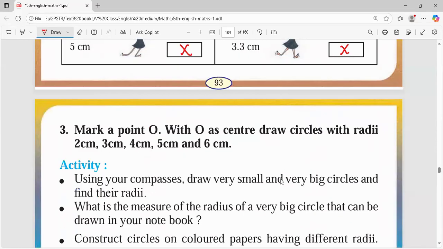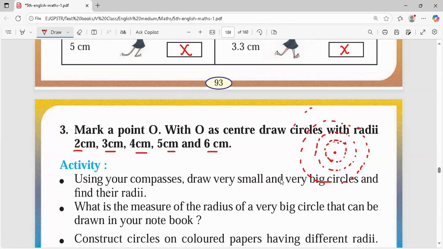Next, mark a point O as the center. Draw circles with radii 2 centimeter, 3 centimeter, 4 centimeter, 5 centimeter, and 6 centimeter. This is the center O. Draw like this. This is 2 centimeter. I am drawing a rough diagram. You can measure and draw neatly. This is 3 centimeter. This is 4 centimeter.